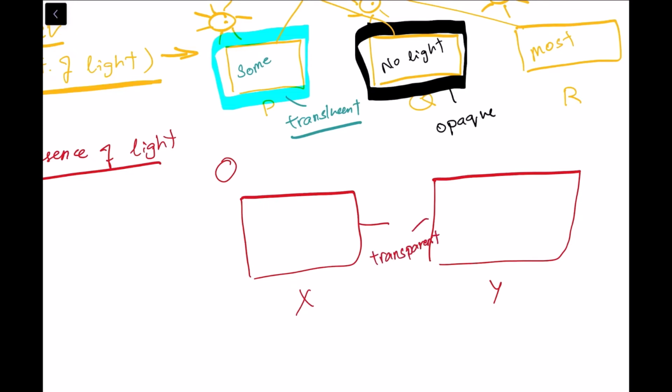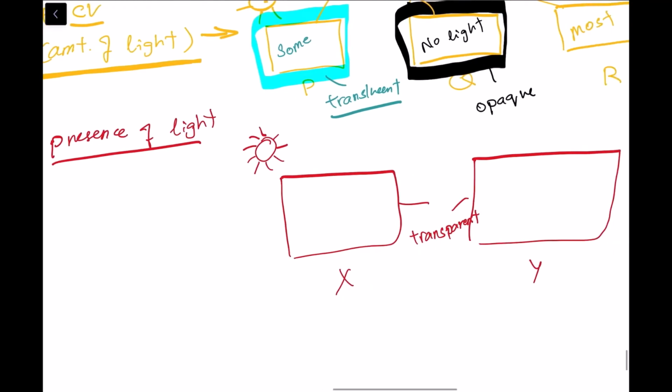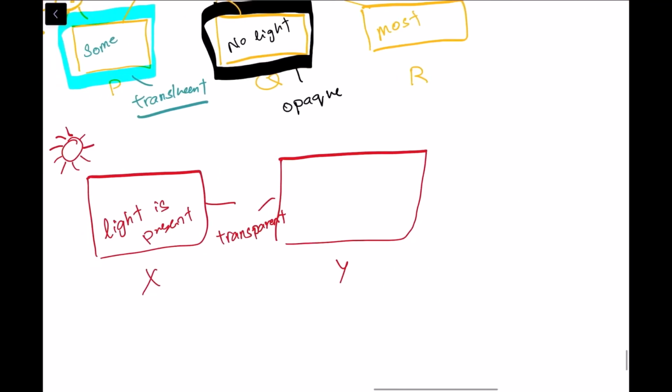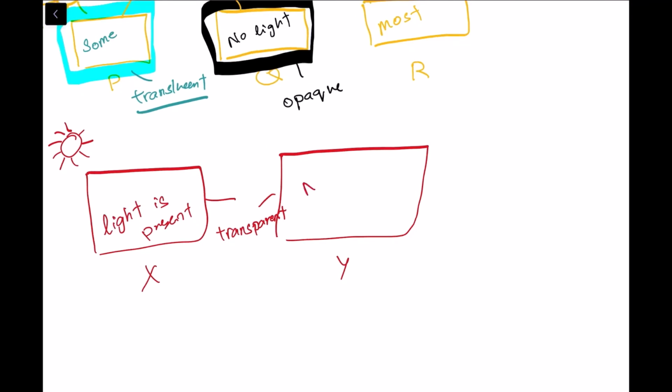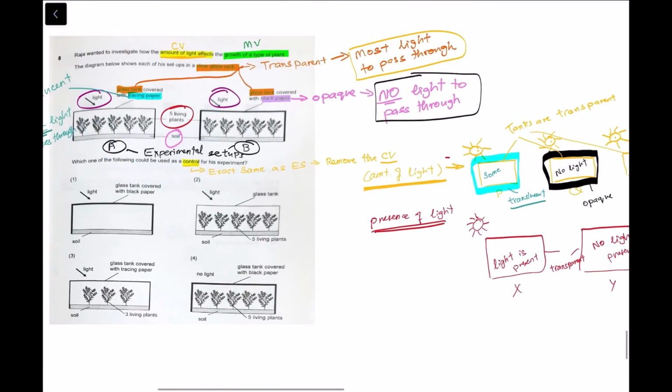The only difference is that in X we have a light source, in Y we don't have a light source. So this would mean that in setup X light is present, but in Y there is no light source. The light source is missing. So this would mean that no light is present in Y. So this is the main difference between presence of light versus amount of light. So I hope that you have gotten this.